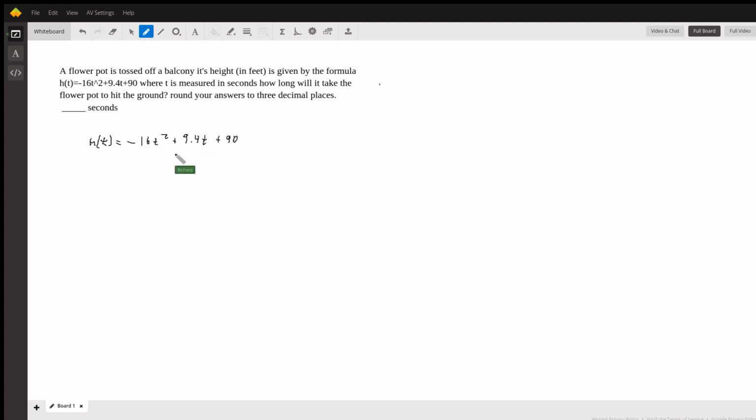Okay, so you should recognize that this is a parabola because it's a quadratic equation here. And you should recognize that because the leading coefficient is negative, you're going to have a graph that looks something like this. This is time. This is the height.